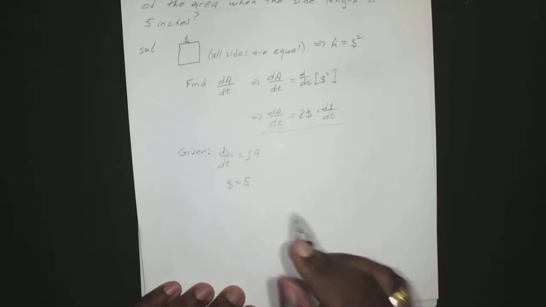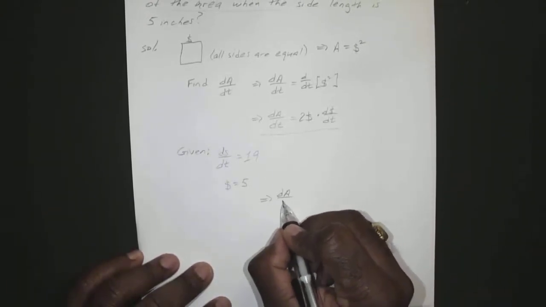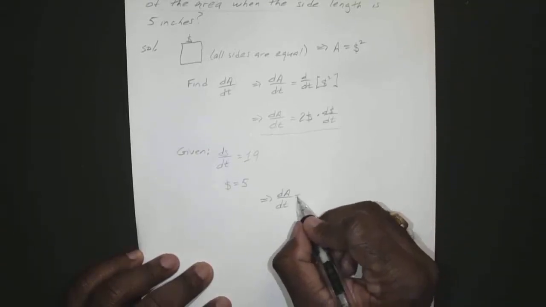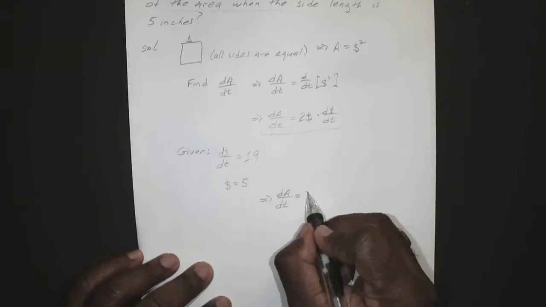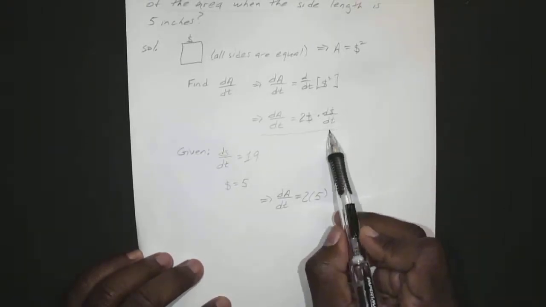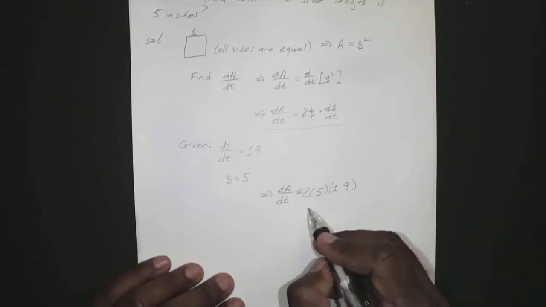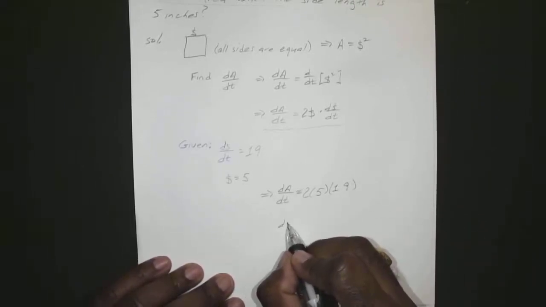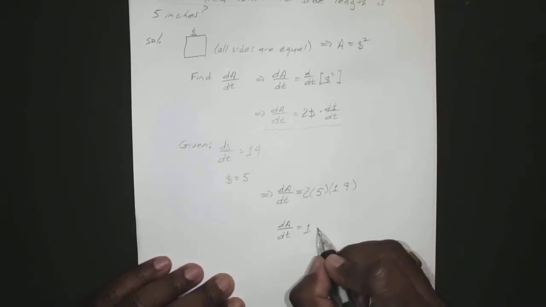All right, so rate of change of the area with respect to time is equal to 2 times S, so 2 times 5, times your rate of change of the side with respect to time, which is 19. Okay, so that would be rate of change of the area with respect to time. 2 times 5 is 10, times 19 is 190.